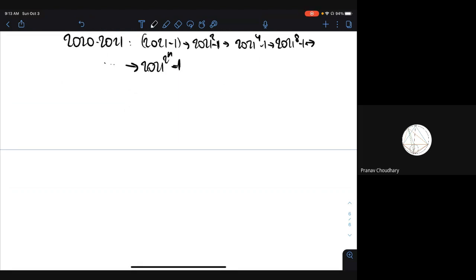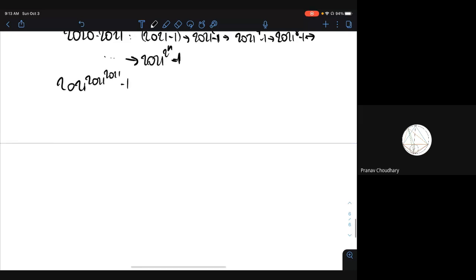So the idea is this. What we want to do is we need to get 2021 to the power of 2021 to the power of 2021 minus 1. So first we start off with 2021 minus 1 times 2021. Up till here is fine. And now, first I'll just show you how to raise this power iteratively in just the left side.